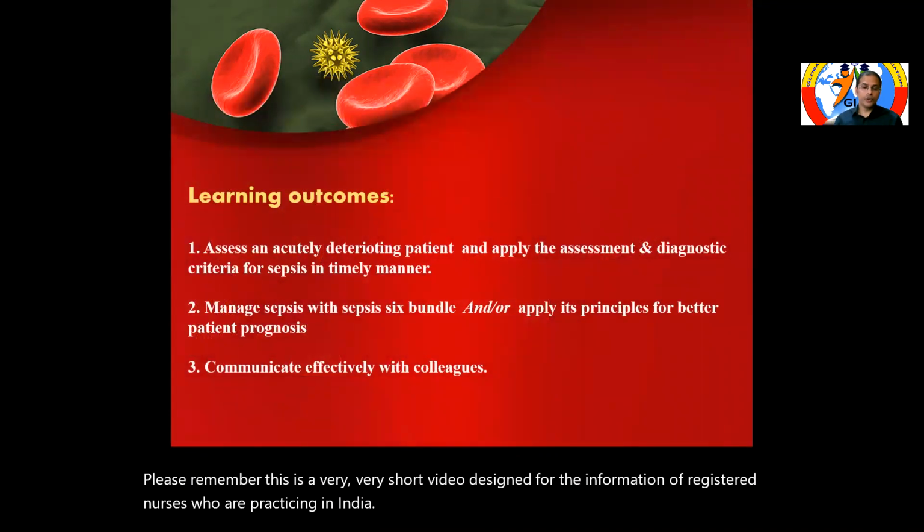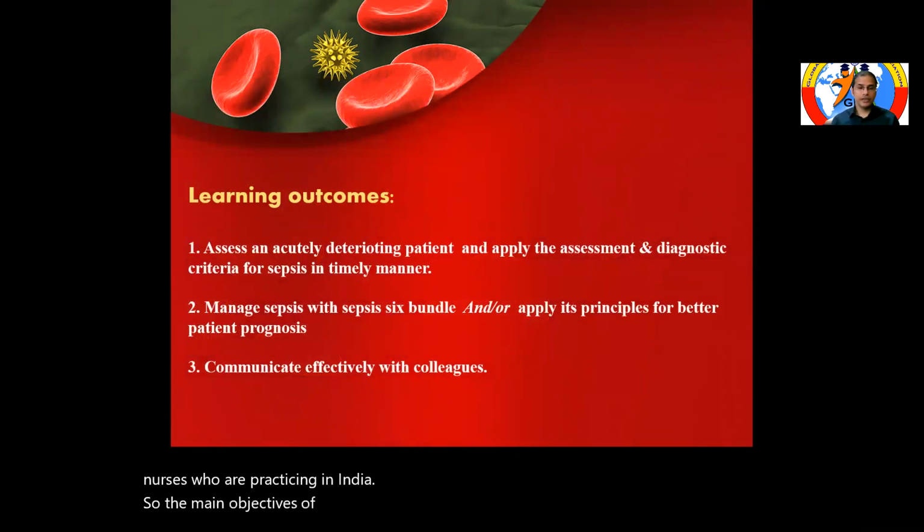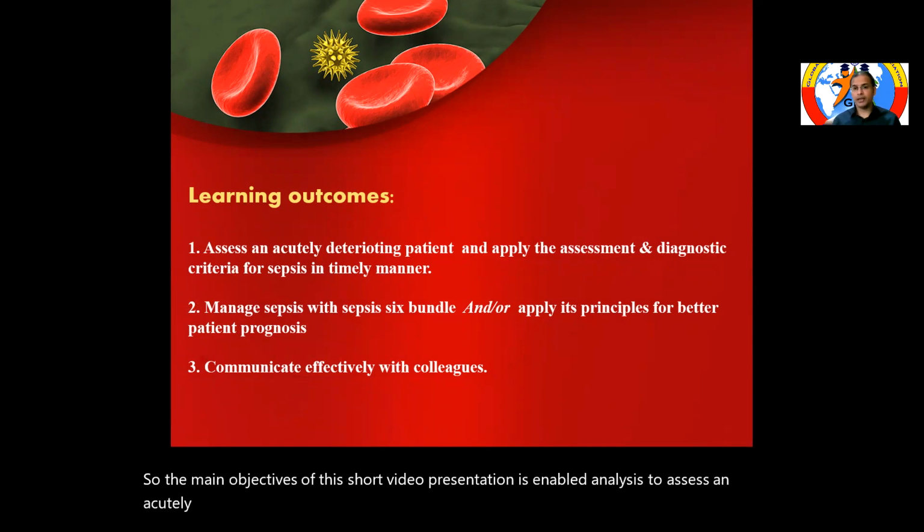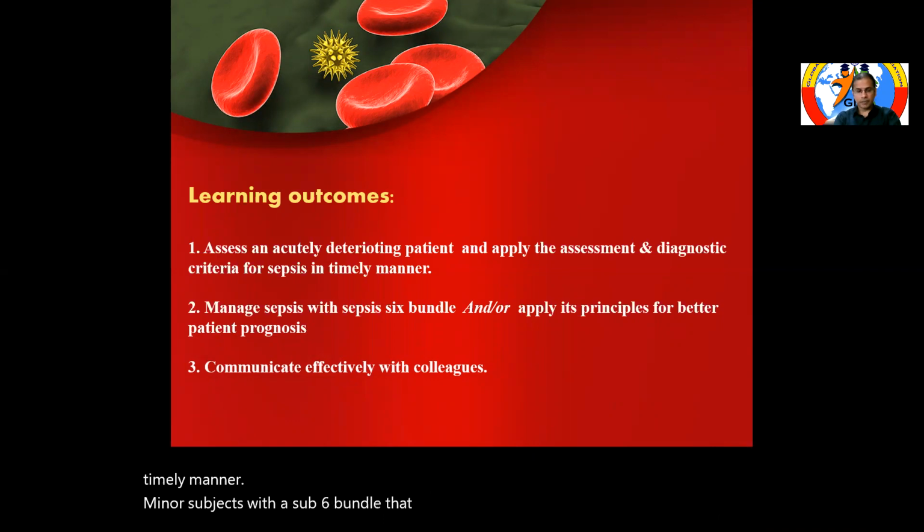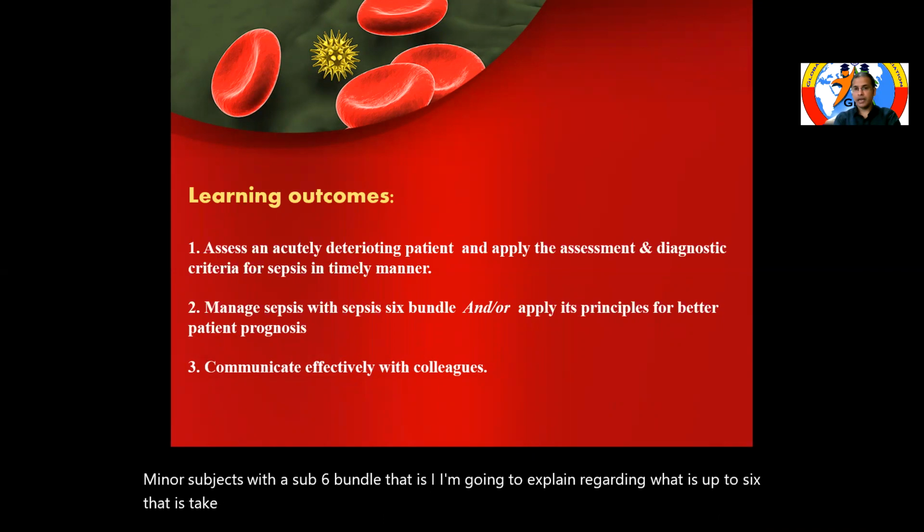So the main objectives of this short video presentation is to enable the nurses to assess an acutely deteriorating patient and apply the assessment and diagnostic criteria for sepsis in a timely manner. Manage sepsis with a Sepsis 6 bundle. That is, I'm going to explain what is Sepsis 6, that is, take 3 and give 3, and apply its principles for better patient prognosis and communicate effectively within the healthcare team.